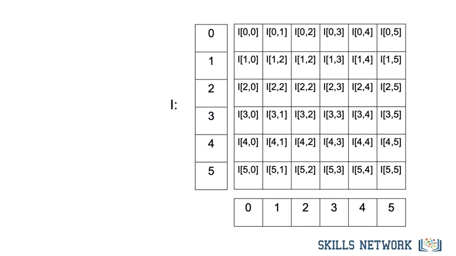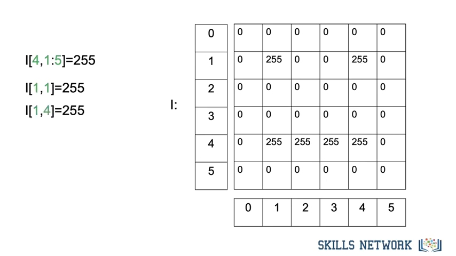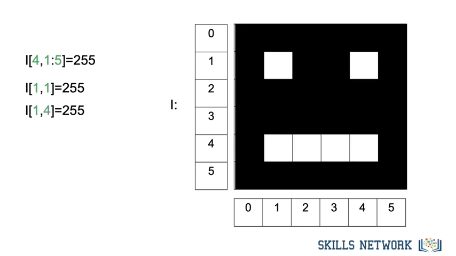We can draw simple shapes. Consider the image intensities of all zeros. We can set the following columns to 255 in row 4. We can also change the following elements. The result looks like a face.